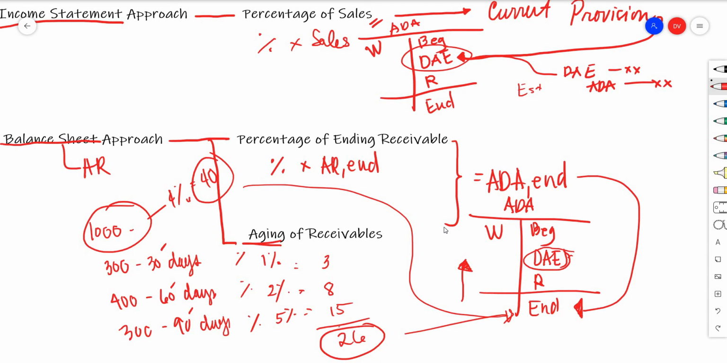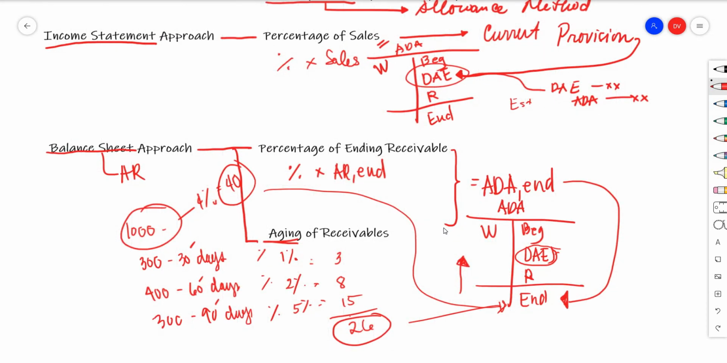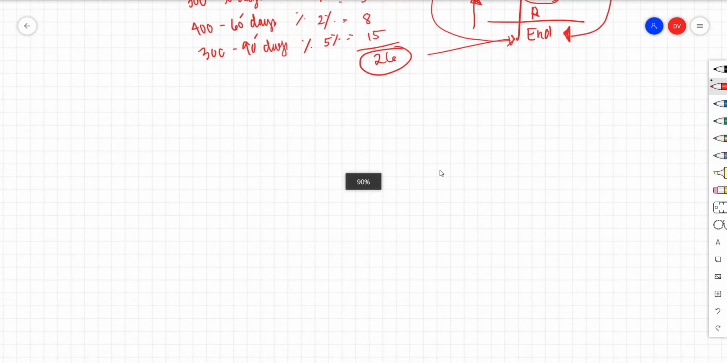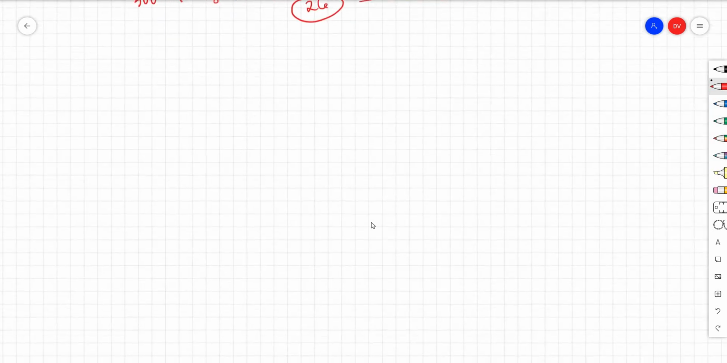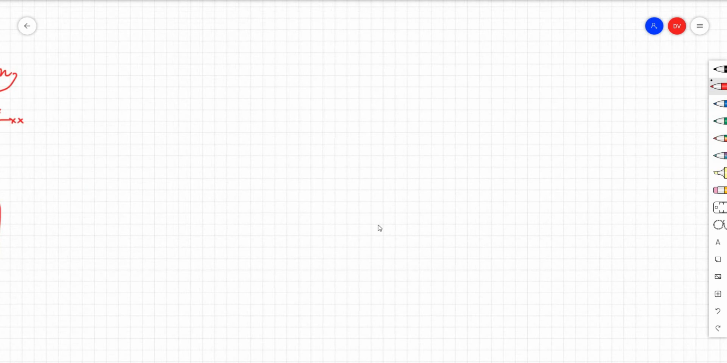Now, to make sense of that, bakit kaya sa income statement approach, pag multiply mo sa percentage of sales, provision pa lang. Whereas, pag balance sheet approach, pag multiply mo yung percentage sa AR, yun yung ending allowance for doubtful accounts. Okay? So, this will be the explanation. So, as discussed, okay?